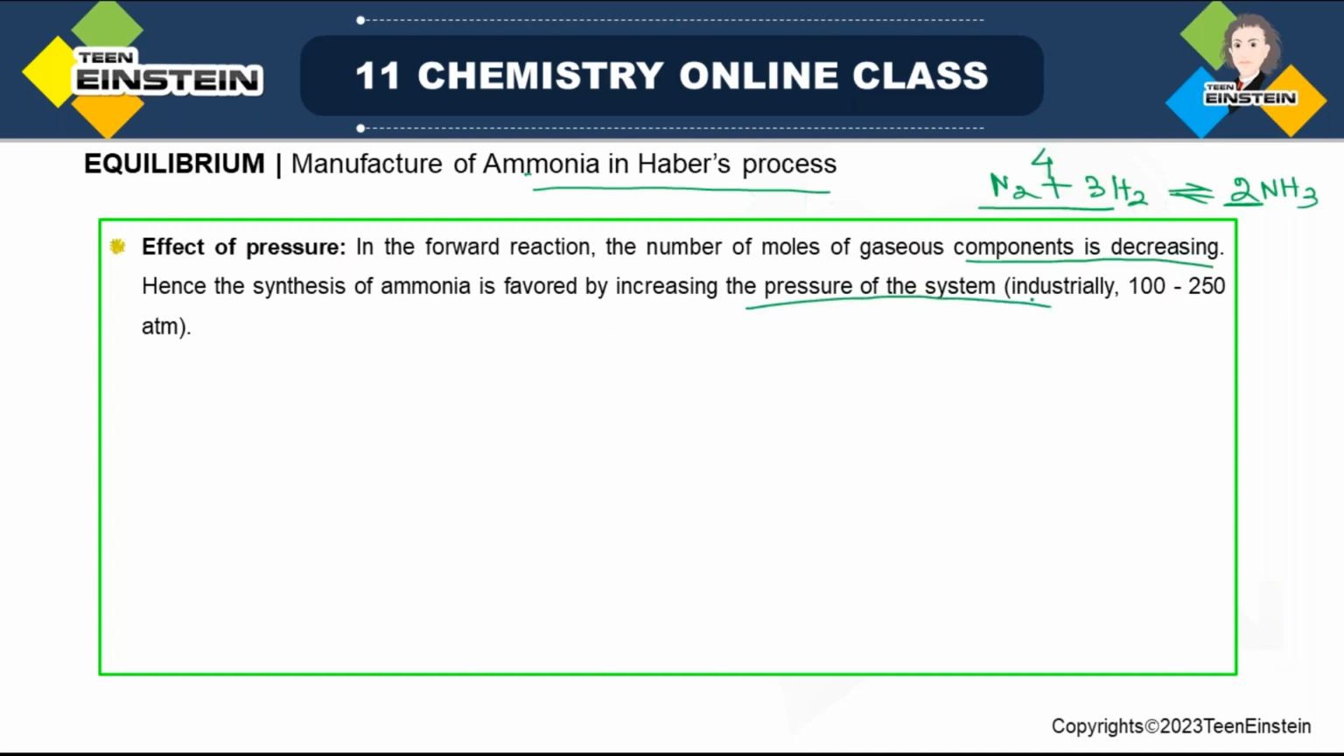Because when you are increasing pressure, according to Boyle's law, volume is decreased. So the system will prefer that direction where volume is low. So that is why industrially this pressure is maintained, right?